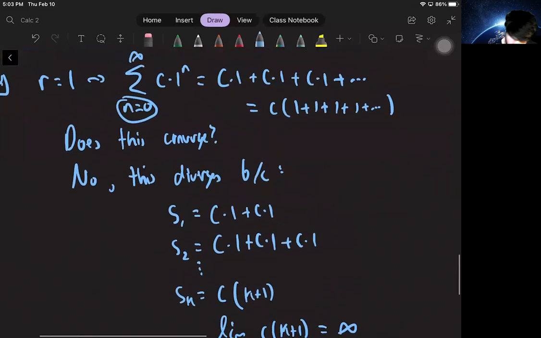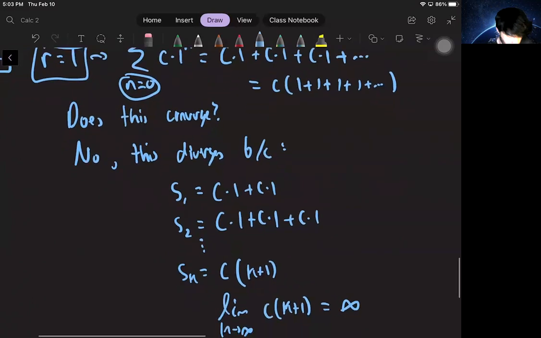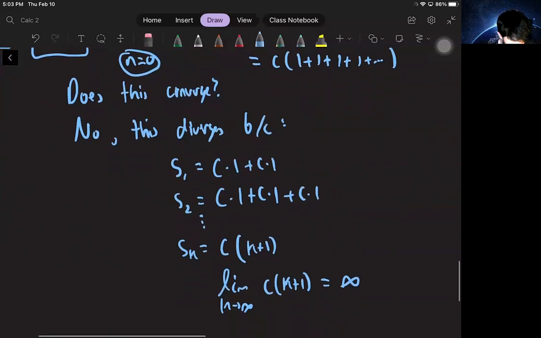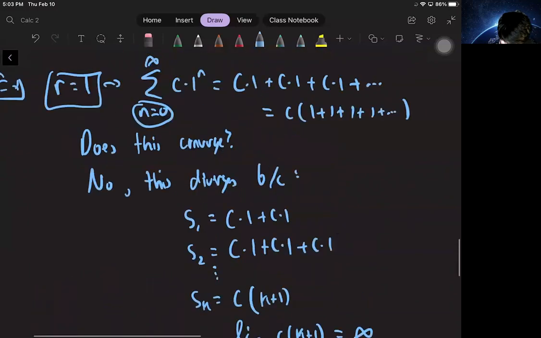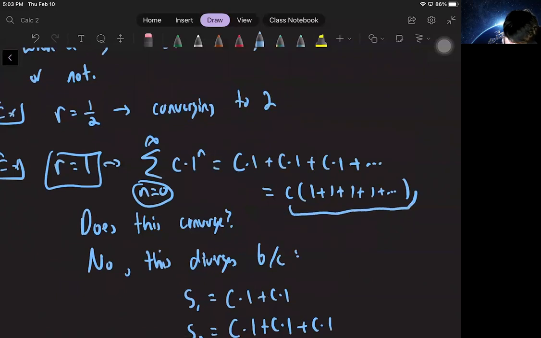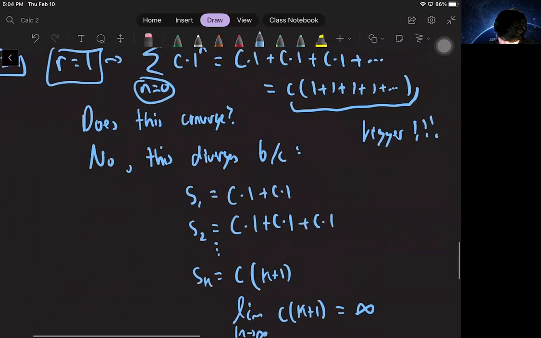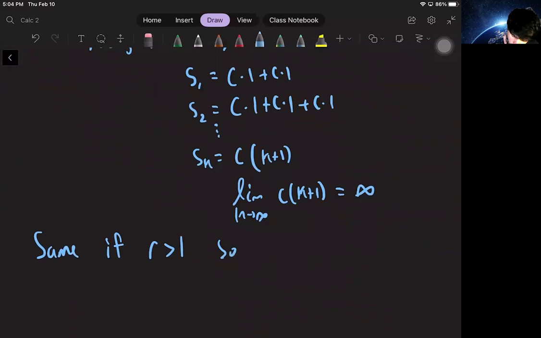So yeah, this will diverge when r is 1. And it really doesn't matter what c is. I guess if c was 0 is the only way it would be 0. But other than that, it doesn't matter. So the same would happen if you made r be any bigger. If r was any bigger, all that would happen would be that this would be even bigger. Well, it's already going to infinity, can't get much bigger than that, so it's still going to diverge. So you could just say if r is greater than or equal to 1, it will definitely diverge.